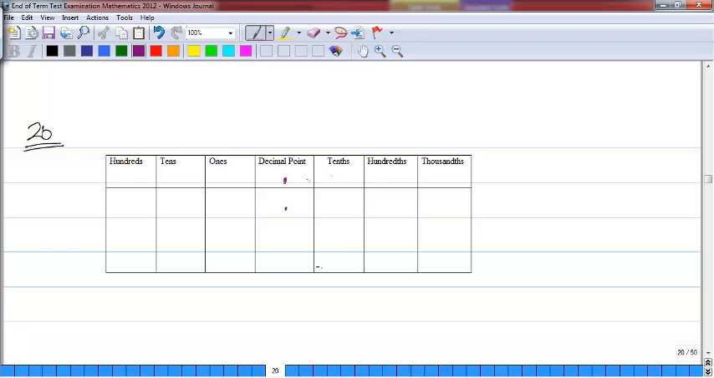We have to the right of the decimal point, tenths, which is really 1 part out of 10. We have hundredths, which is 1 part out of 100. Let's fix our 10.